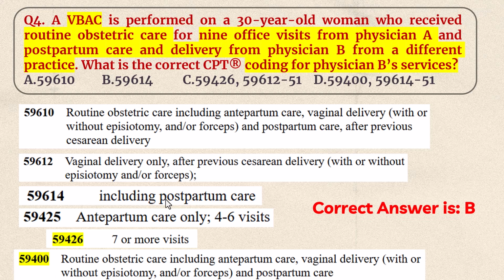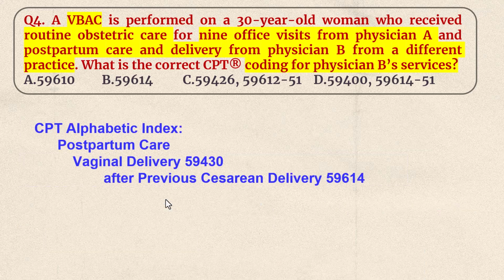If you encounter this case in the real working world, you have to go with the CPT index. In the CPT alphabetic index, you have to go for postpartum care. In postpartum care, you have to go for the subcategory vaginal delivery, that is 59,430. But this vaginal delivery is after previous cesarean section delivery, so that is 59,614. Again, you have to go back to the tabular list and confirm the answer. So the correct answer is B.